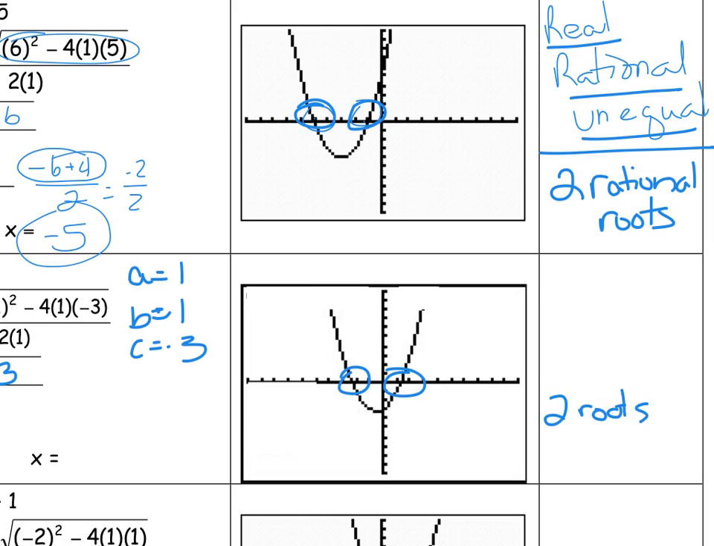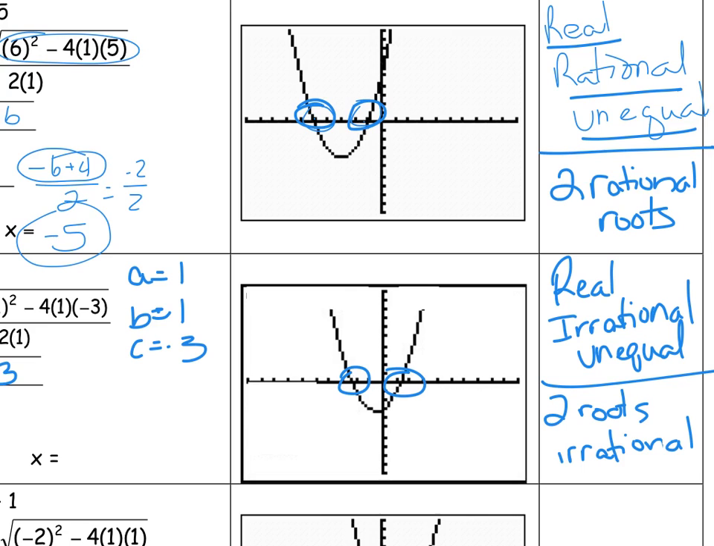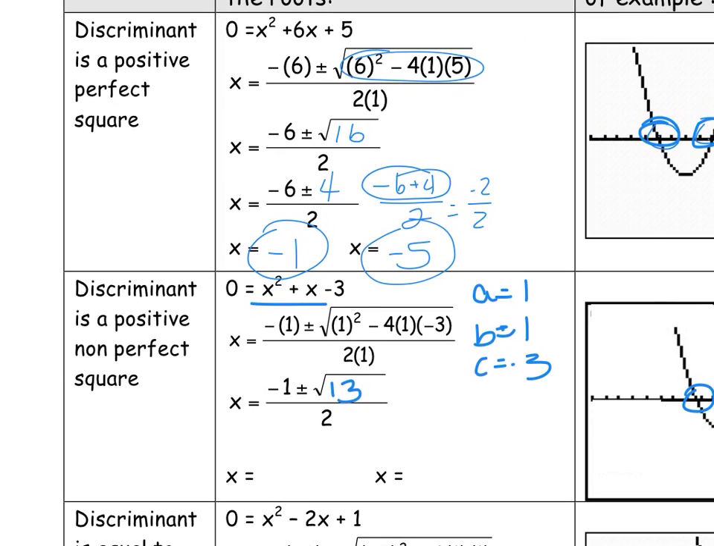But where they hit is a radical. When you have a radical, it's an ugly number that we can't really write down. We can't just write -1 and -5. So we call them irrational. Anytime there's a radical left in the problem, it's considered irrational, except if it's negative underneath, then it's imaginary. So this one, the two ways to write it are real, irrational, and unequal, or two irrational roots. Summing that up, if we get a perfect square, we get a rational number, so we get nice -1 and -5. If the thing under the radical is not a perfect square, then it's irrational and ugly, but still two answers.